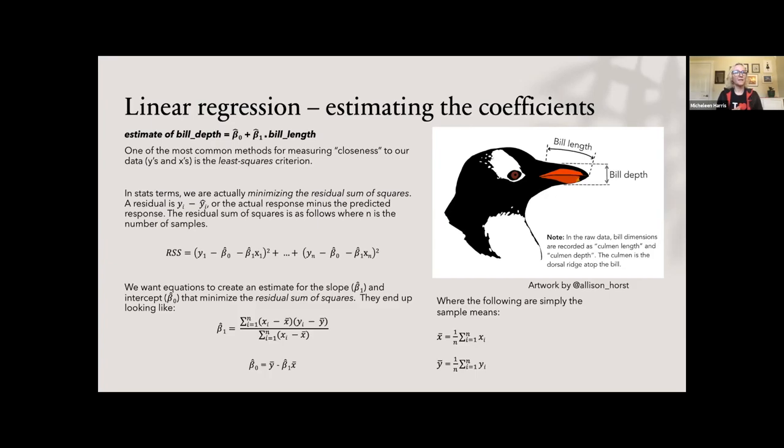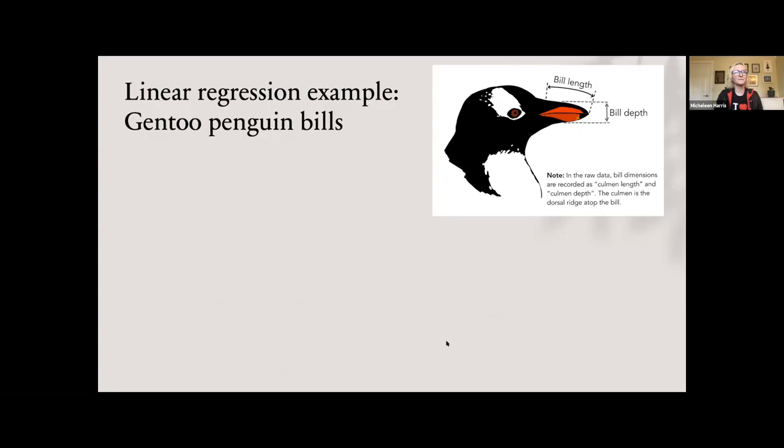But you can look at the math and have some intuition about it as well. So that's for the beta one estimate. For beta zero, our intercept, it's just the average of y minus that beta one times the average of x. And that's going to minimize the residual sum of squares.